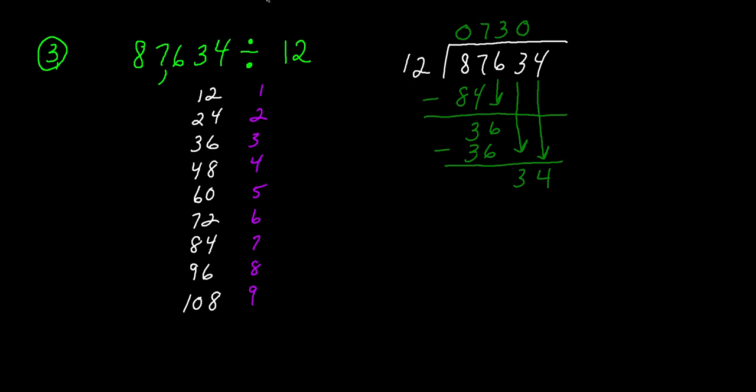Well, let's see. How many 12s make up 34? The closest number to 34 is 24 right here, without going over. That's the 2nd number on the list, so I'll put a 2 right here, right above the 4. What's 12 times 2? 12 times 2 is 24. Write that 24 right below this 34 and subtract, and we get 10. 34 minus 24 is 10.